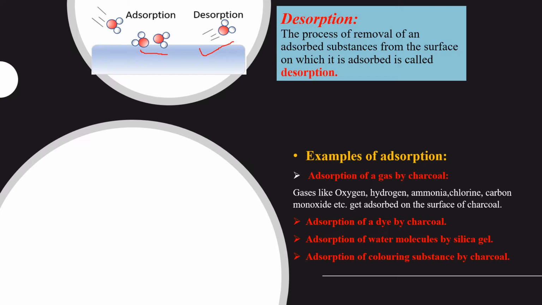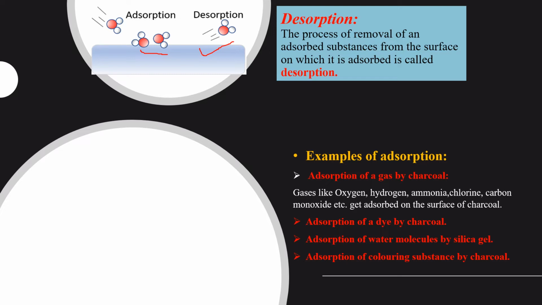Next, adsorption of a dye by charcoal. A dye or some coloring substance can be adsorbed by charcoal also. Suppose we have a colored dye, and we put that dye in contact with charcoal, then what will happen? The dye will get adsorbed on the surface of charcoal, and that colored dye will become colorless after getting adsorbed on the surface of the charcoal.